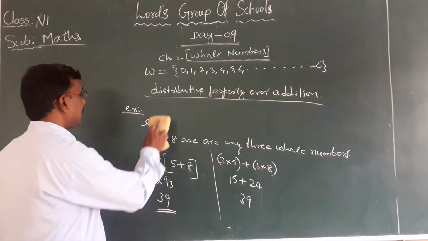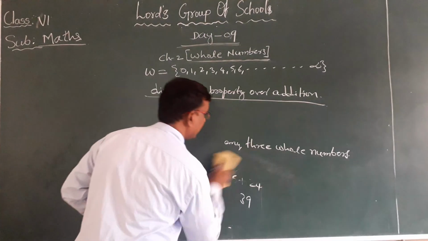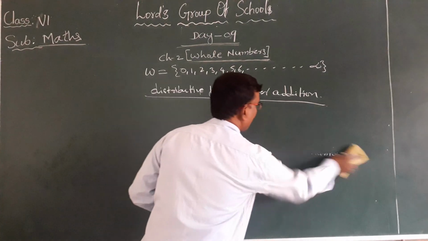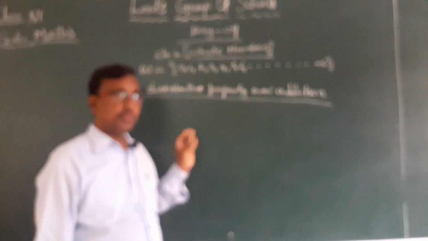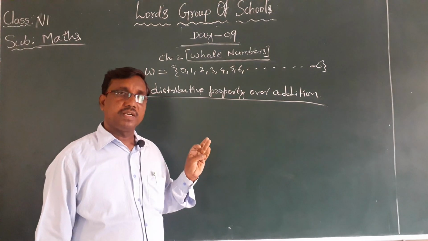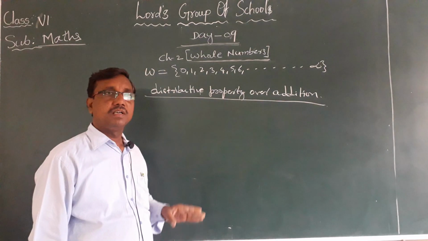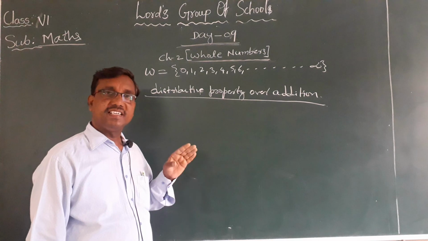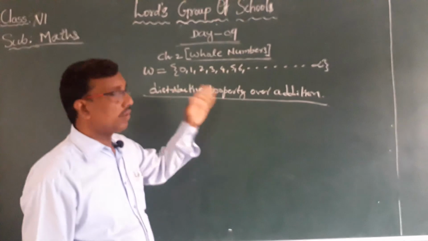So in this chapter, in this session, we learned whole numbers and their properties. Under addition and multiplication: closure property, commutative property, associative, identity under addition, as well as closure, commutative, associative, identity under multiplication. Along with this, one more part, that is distributive property over addition.